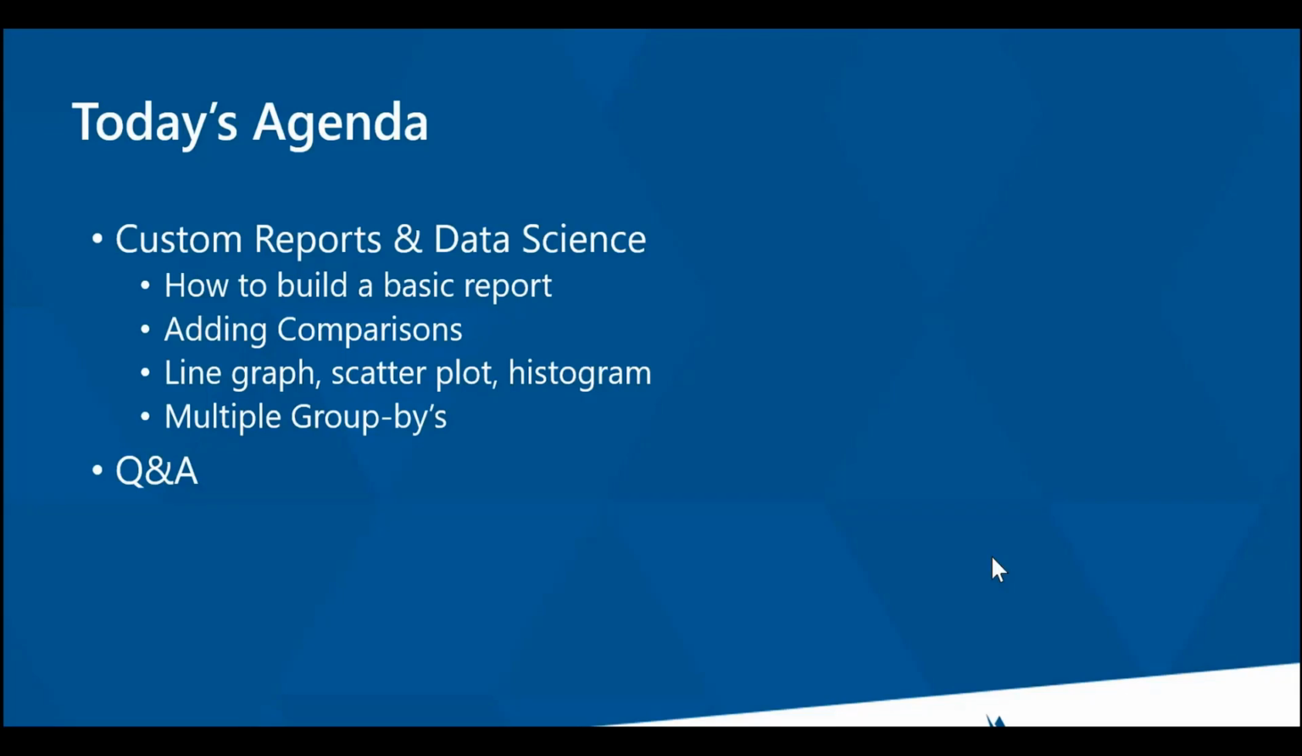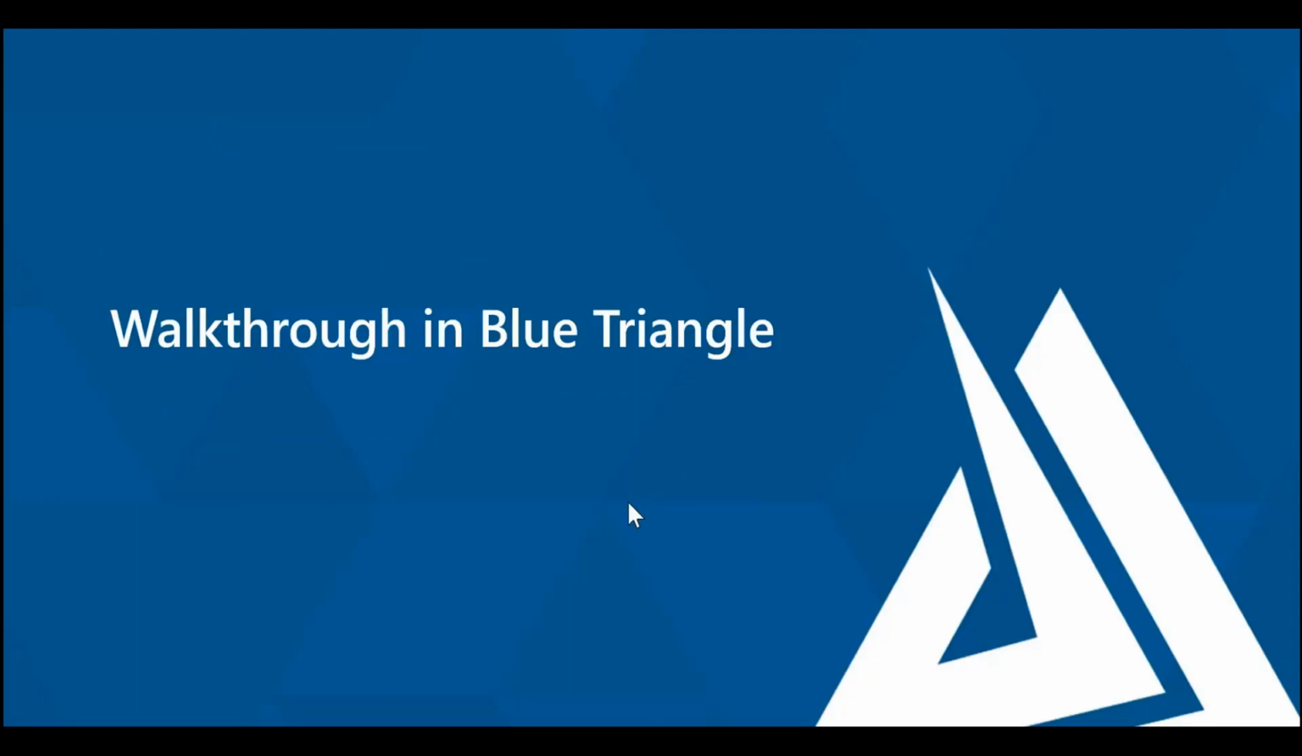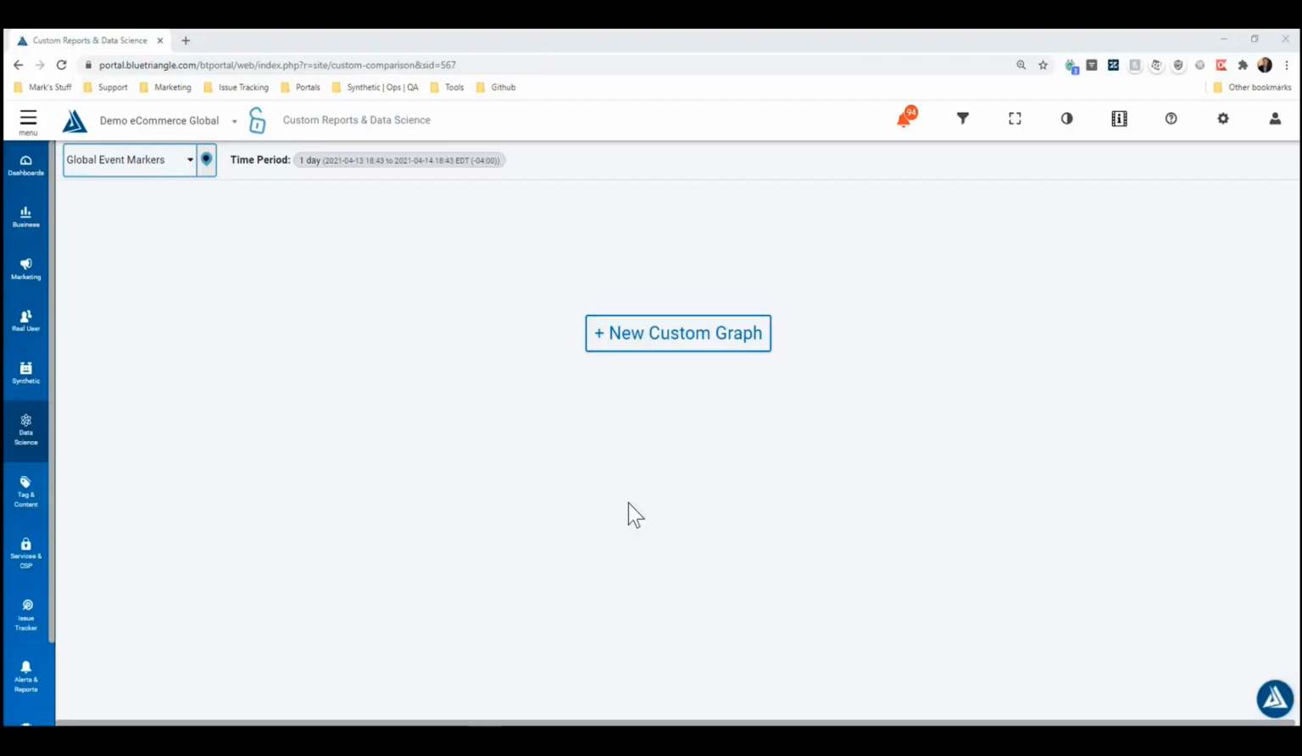You can look at your RUM or synthetic data, and as far as what kind of graphs you can build, there's a line graph, a scatter plot, and a histogram. Those are the three options, and we'll walk through an example of each one. And finally, there's a new feature we recently added, which is the ability to group by multiple lengths. We'll show you how that works toward the end as well. I'm going to go ahead and open up Blue Triangle and we'll get started.